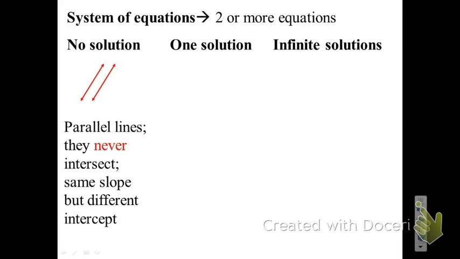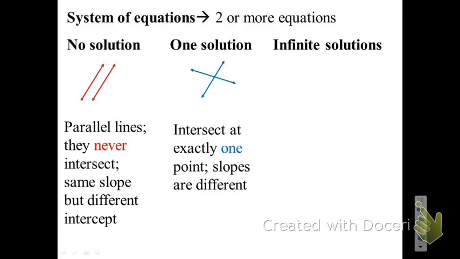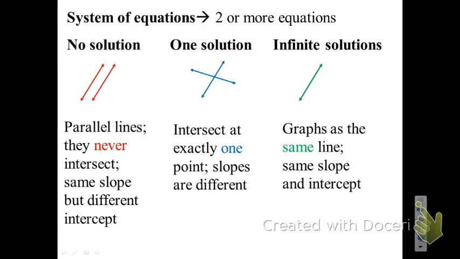If we have no solution, it means the lines are parallel and they do not intersect. So they have the same slope and different intercepts. If it's one solution, the lines intersect exactly once, and the slopes are different. If it's infinite solutions, it's the same line graphed on top of another line, and they're exactly the same. They have the same slope and intercept.